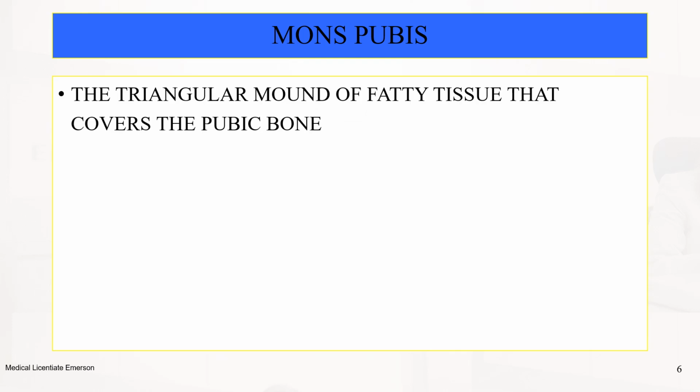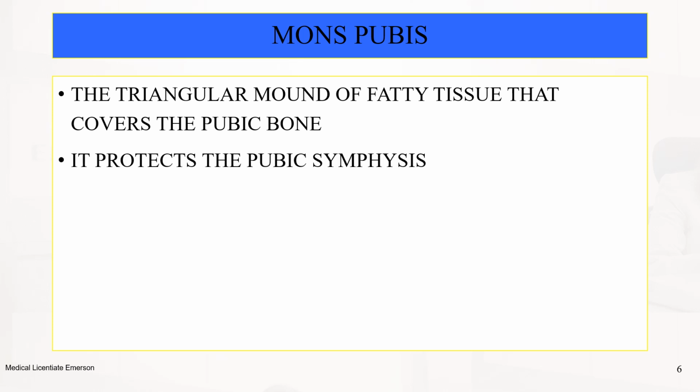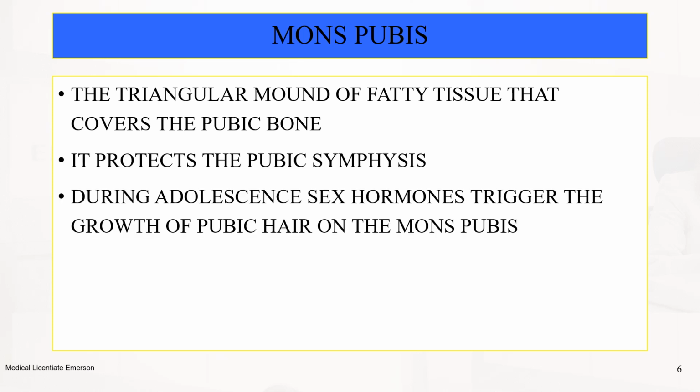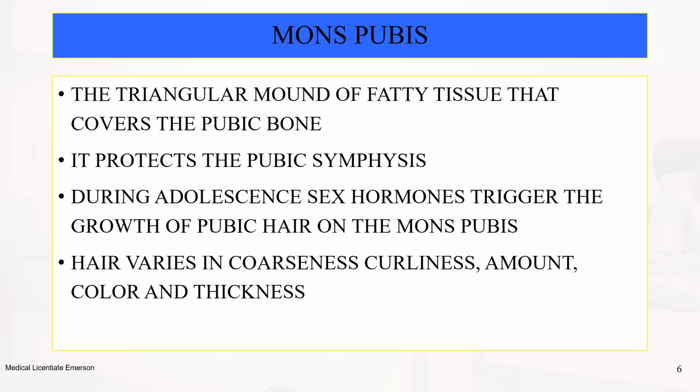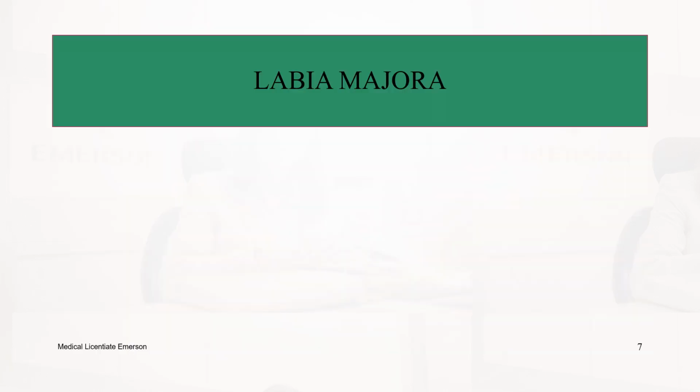So the mons pubis is the triangular mound of fat tissue that covers the pubic bone. It protects the pubic symphysis. Then, during adolescence, sex hormones trigger the growth of pubic hair on the mons pubis. The hair varies in coarseness, curliness, amount, color, and thickness.